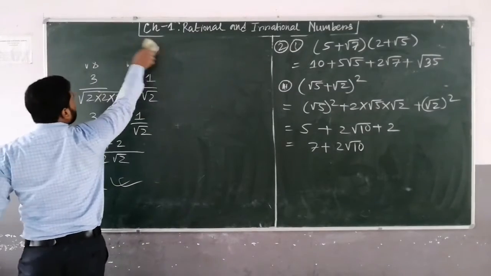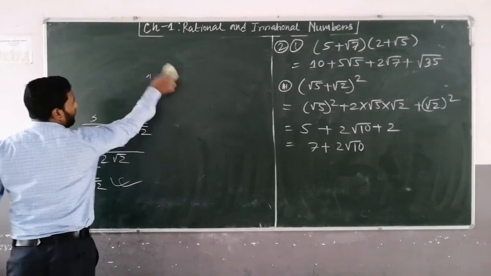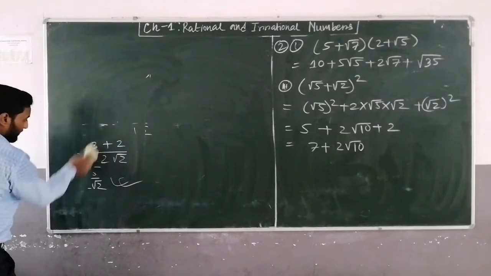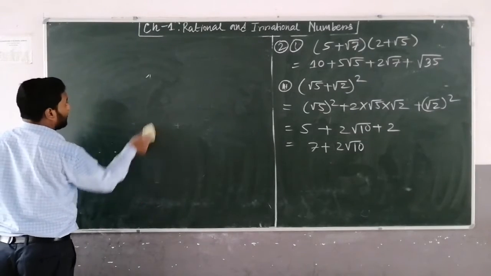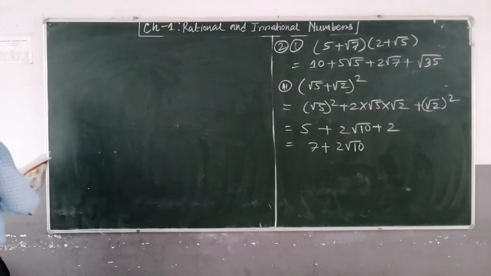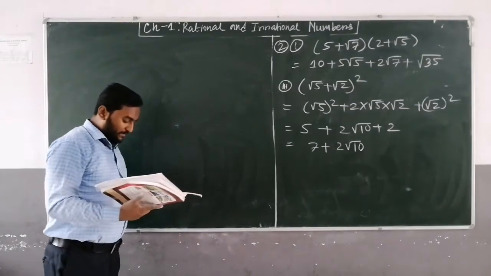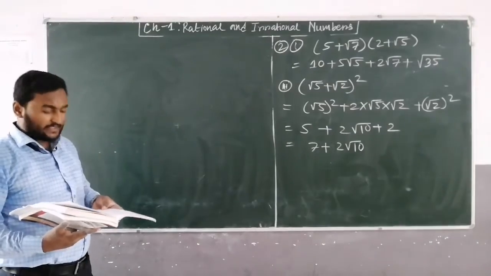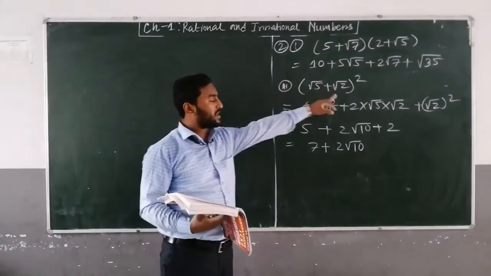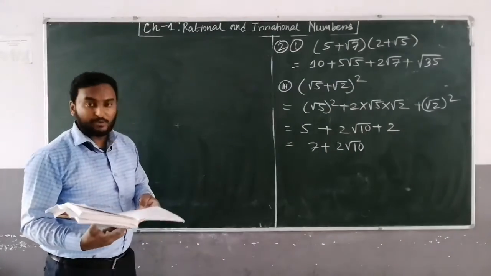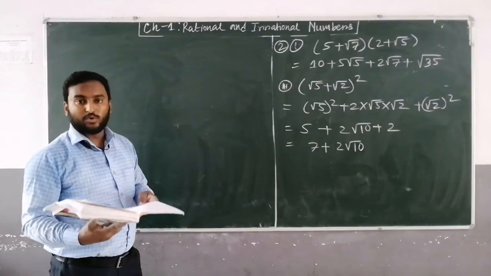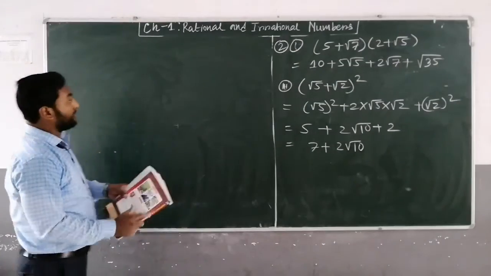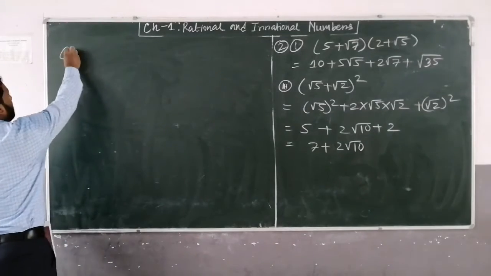Now come to the next part. Fourth part, root 3 minus root 7 whole square. Again, this is a minus, whereas before it was the a plus b whole square formula, and in the fourth part you will apply the a minus b whole square formula. So that is your homework. Now come to part 5. Question number 2, part 5.